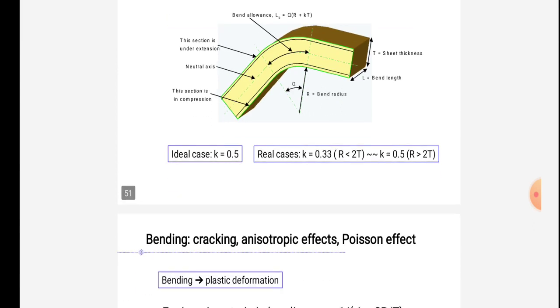Therefore, we see in the bracket the ideal case. In the ideal case, K is equal to 0.5. In real cases, K is equal to 0.33 when R is less than 2T, and K is equal to 0.5 when R is greater than 2T.